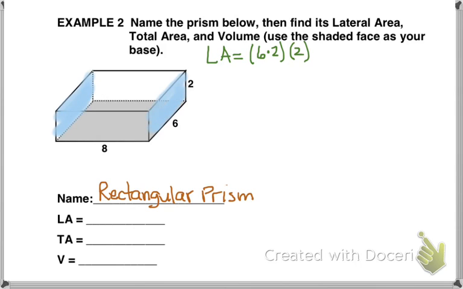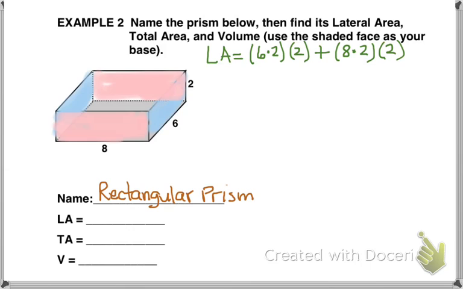It will be 6 times 2 to give the area of one of those faces. But there's 2 faces that have those same dimensions, so we'll multiply by 2. And we'll add to that the areas of the other 2 faces, which have dimensions of 8 and 2. So 8 times 2, but since there's 2 faces with those dimensions, we'll multiply again by 2.